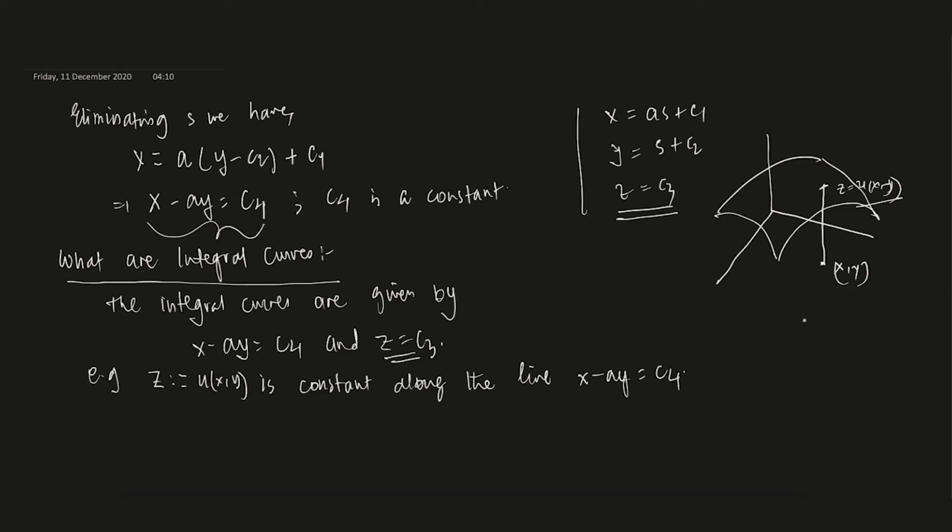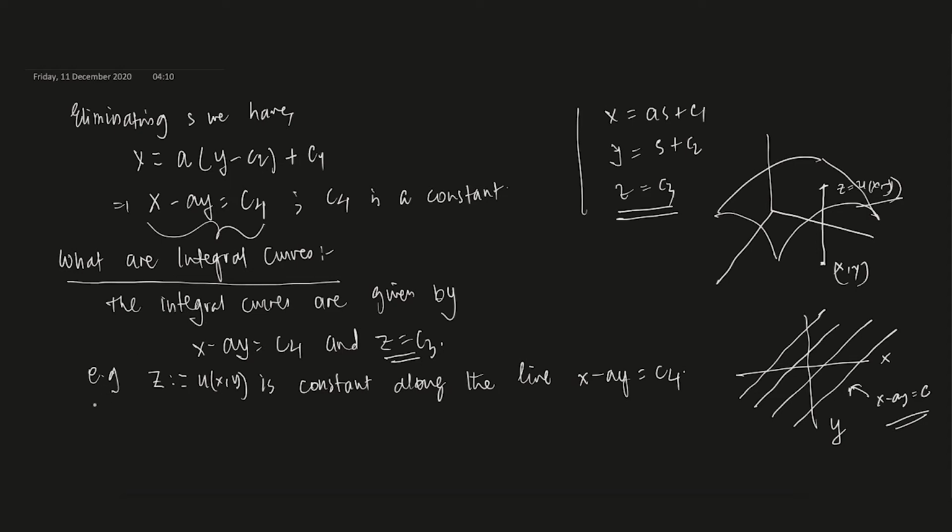Let's just draw the domain here, the xy plane, x and y. Let's say these are the x minus ay equals constant lines. So what are the integral curves? The integral curves are such curves that u is constant along these lines. If you look at the graph of the function along these lines, the graph is constant along this line. And once we get this, we can actually construct a surface out of it.